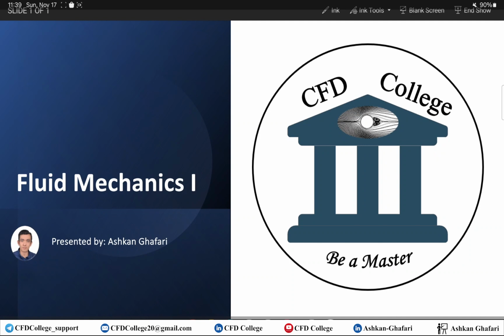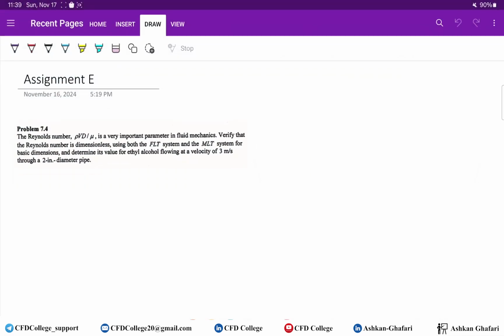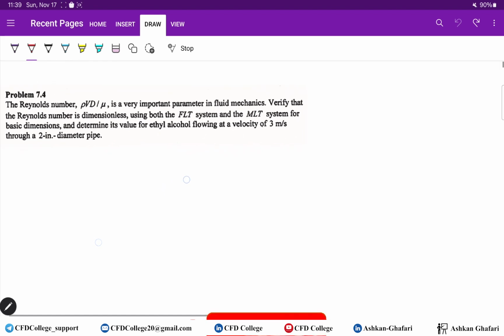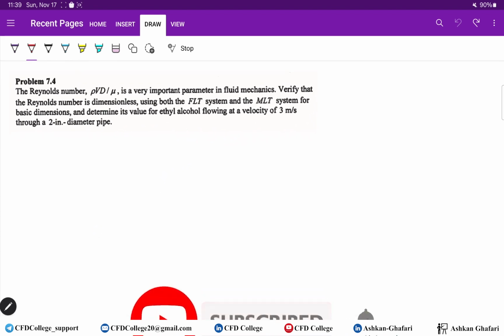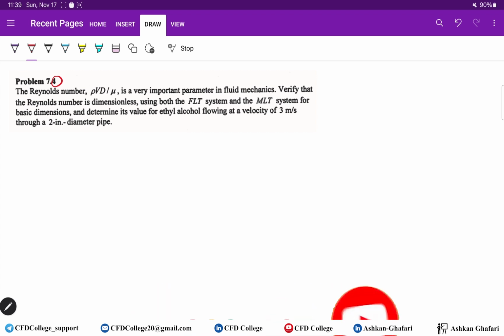Let's jump to the assignment E. We have, I think, 10 or 11 problems. So, first problem, problem number 4. It's easy, it's super easy actually. I think the first two problems are super easy.